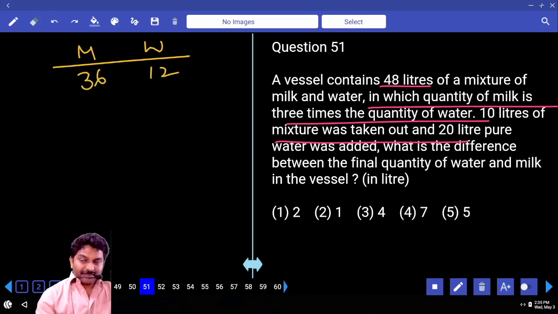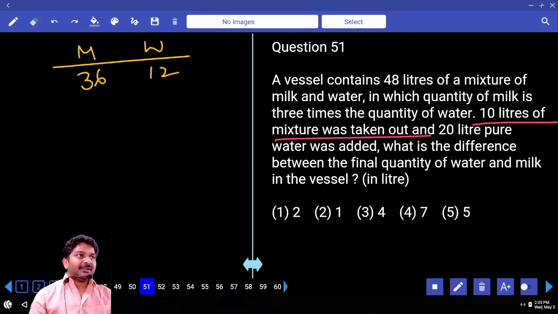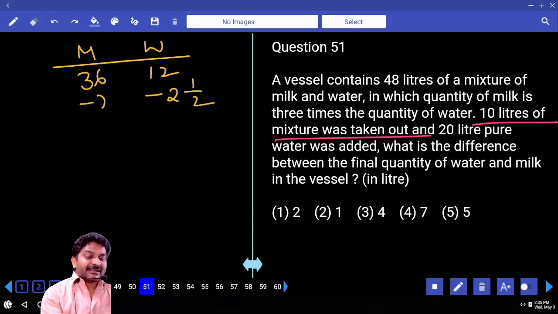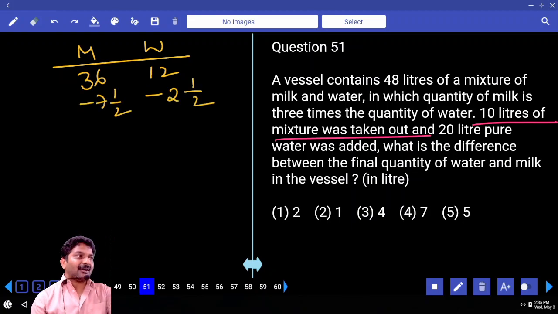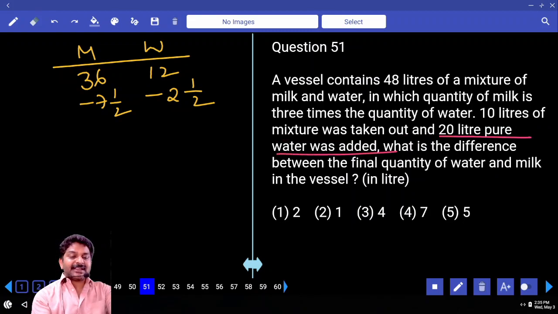Milk, next. 10 liters of mixture is taken out. Even in this 10 liters, milk and water must be in 3:1 ratio. 4 parts is equal to 10 liters, so each part is 2.5 liters. 2.5 liters of water, 7.5 liters of milk is gone. Correct? Continue.